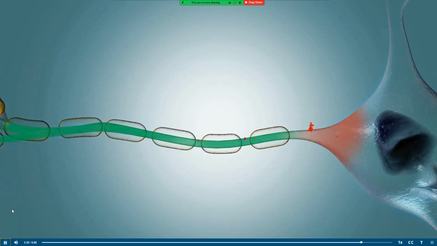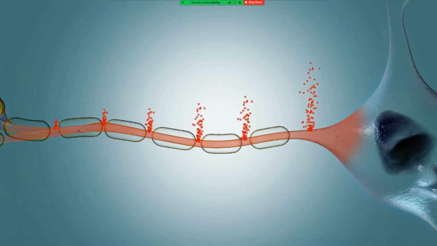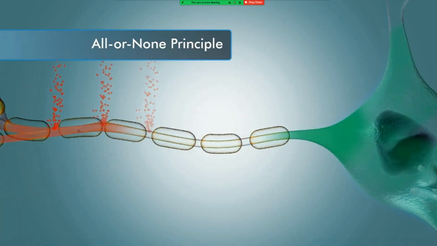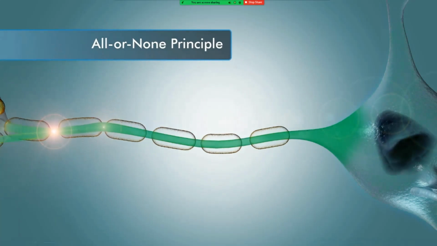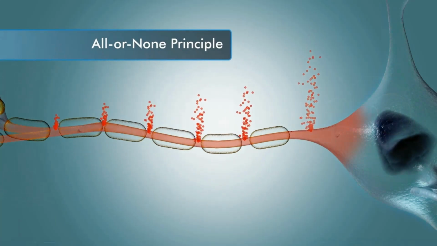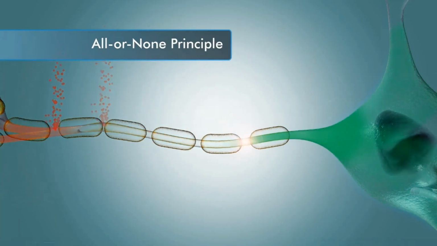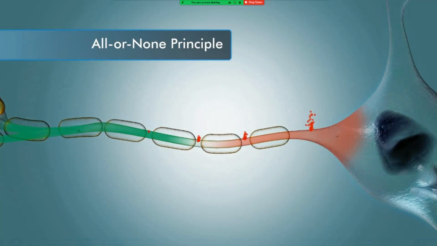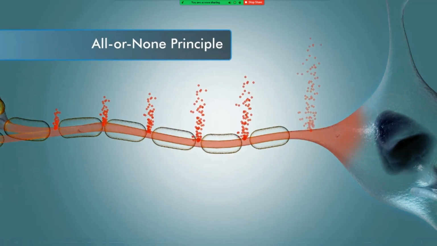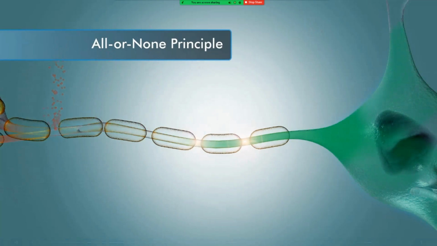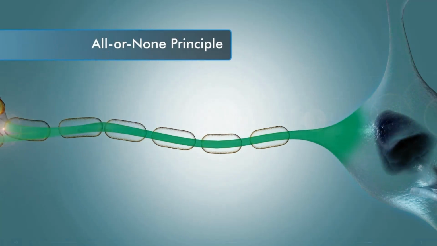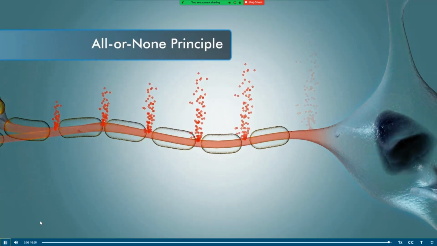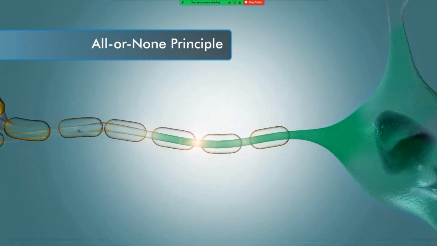All of the output zone will depolarize and repolarize. This is known as the all or none principle. In other words, the action potential does not diminish as it travels across the membrane, unlike the graded potential. So either all of the membrane depolarizes and repolarizes, or none of it will. It is also important to note that the amplitude of the action potential is always the same. It is the frequency of the action potentials that signifies a stronger response.